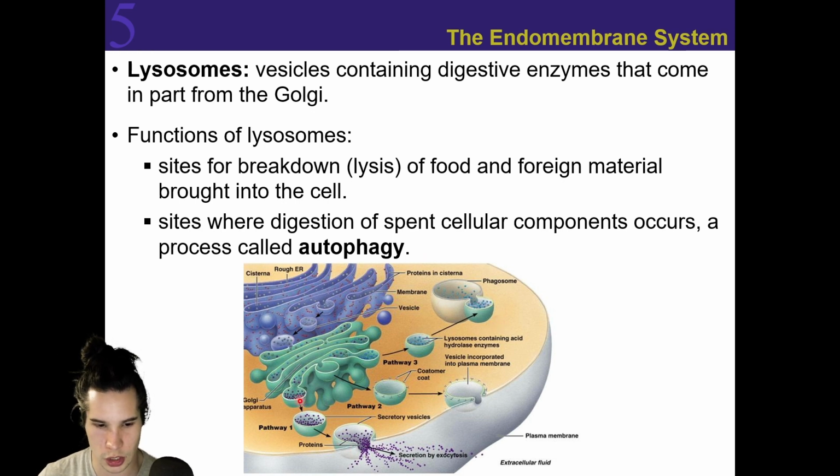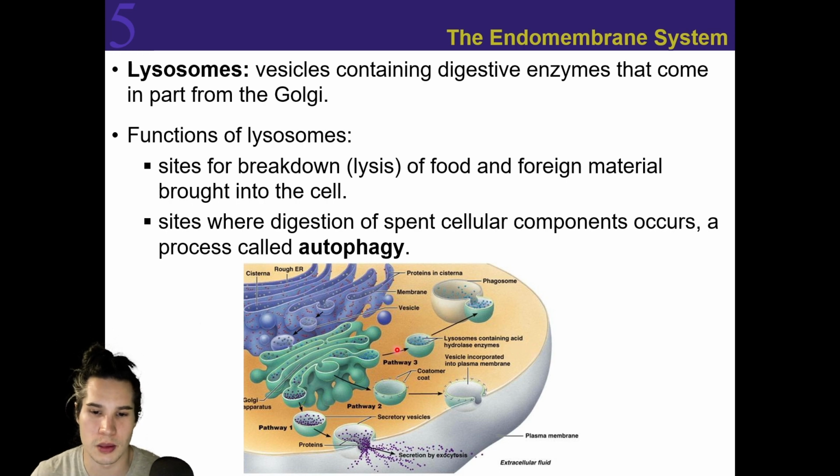So in this case, it just shows a few different pathways. Through pathway 1, you could send products to be excreted from the cell through exocytosis. You can create vesicles containing proteins that could serve as cell signals on the outside of the cells, embedded into the membrane. And the third pathway that they show is that you could also create these things called lysosomes containing acid hydrolase enzymes.